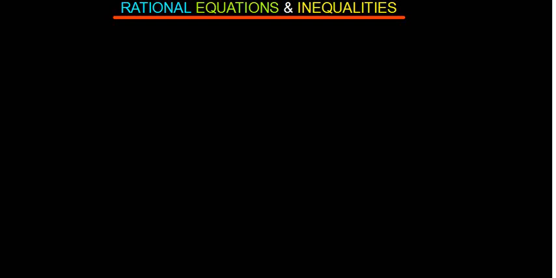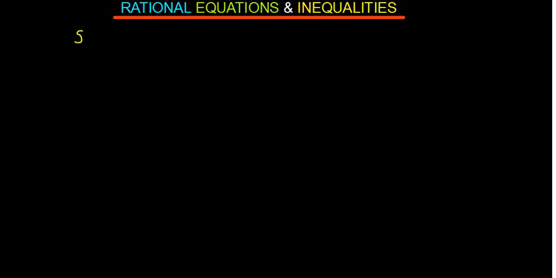So starting with rational equations, let's say they've asked us to solve the equation. The question says solve the equation, and we have, let's say, 2 divided by x minus 1 is equal to 3 divided by, let's say, 2x minus 3. We want to solve this equation. Now, such a simple equation, just cross multiply, right?